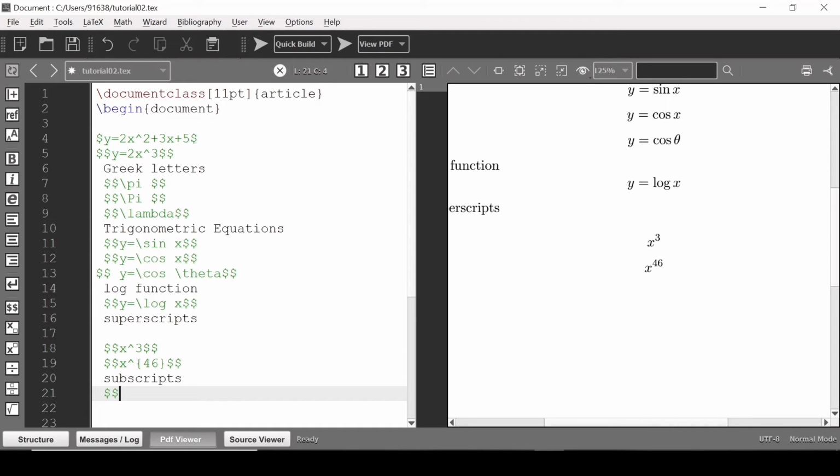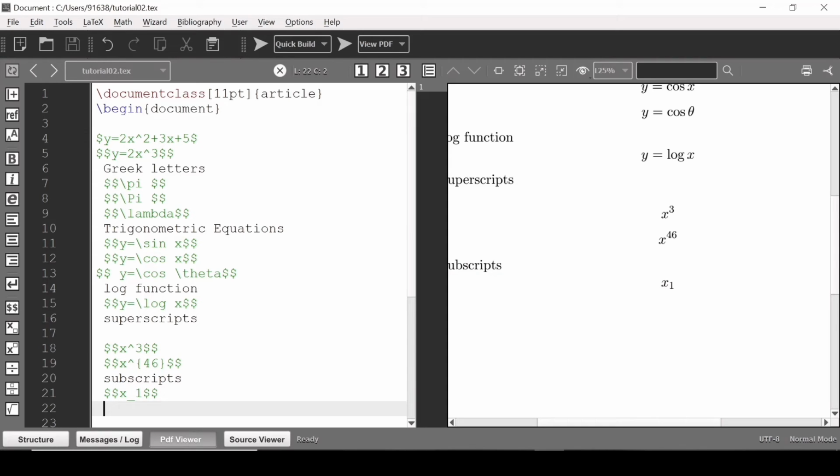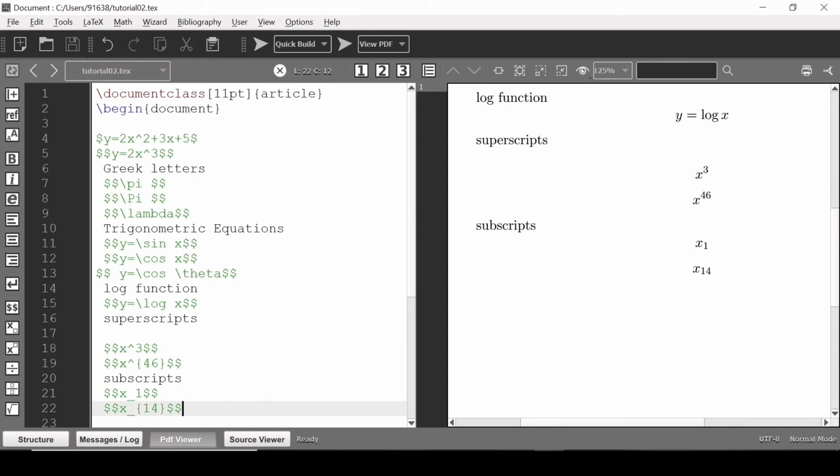For writing subscripts, inside a double dollar sign, x underscore 1, we will get this result, x subscript 1. As simple as that. Let's make it more. If we want to write x subscript 14, we have to write it in a curly bracket. Remember this always. Curly bracket is very important in LaTeX.